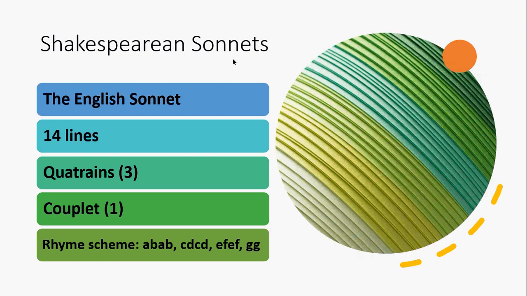In the English sonnet or the Shakespearean sonnet, we have 4 parts. There are 3 quatrains of 4 lines each, and there is a concluding couplet of 2 lines. In each of the 3 quatrains, an idea, an image, or a theme is presented, and the couplet tries to sum up what is being said in the 3 quatrains. The rhyme scheme followed is A, B, A, B, C, D, C, D, E, F, E, F, G, G.